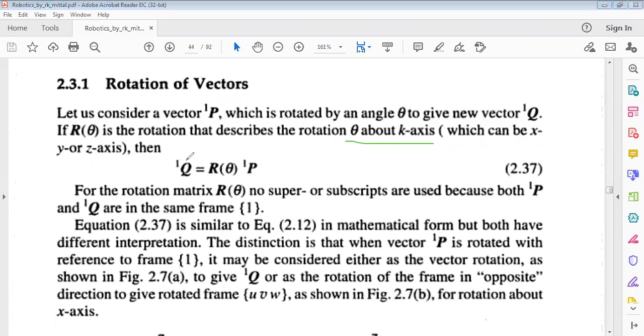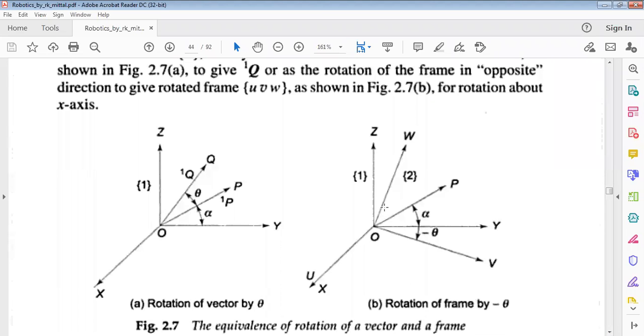So the vector 1q is unknown. We need to find out this vector. It is equal to the 3 by 3 rotation matrix times vector 1p, if this vector is known. So let us look at the figure, we can understand more clearly.